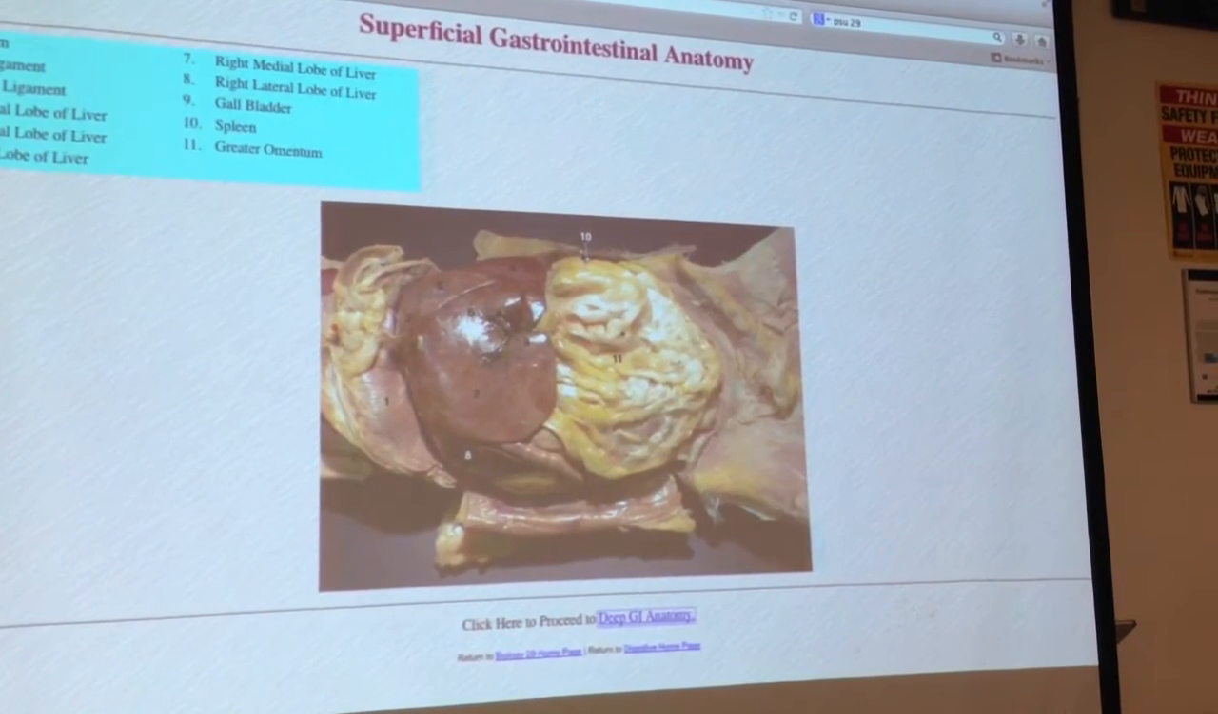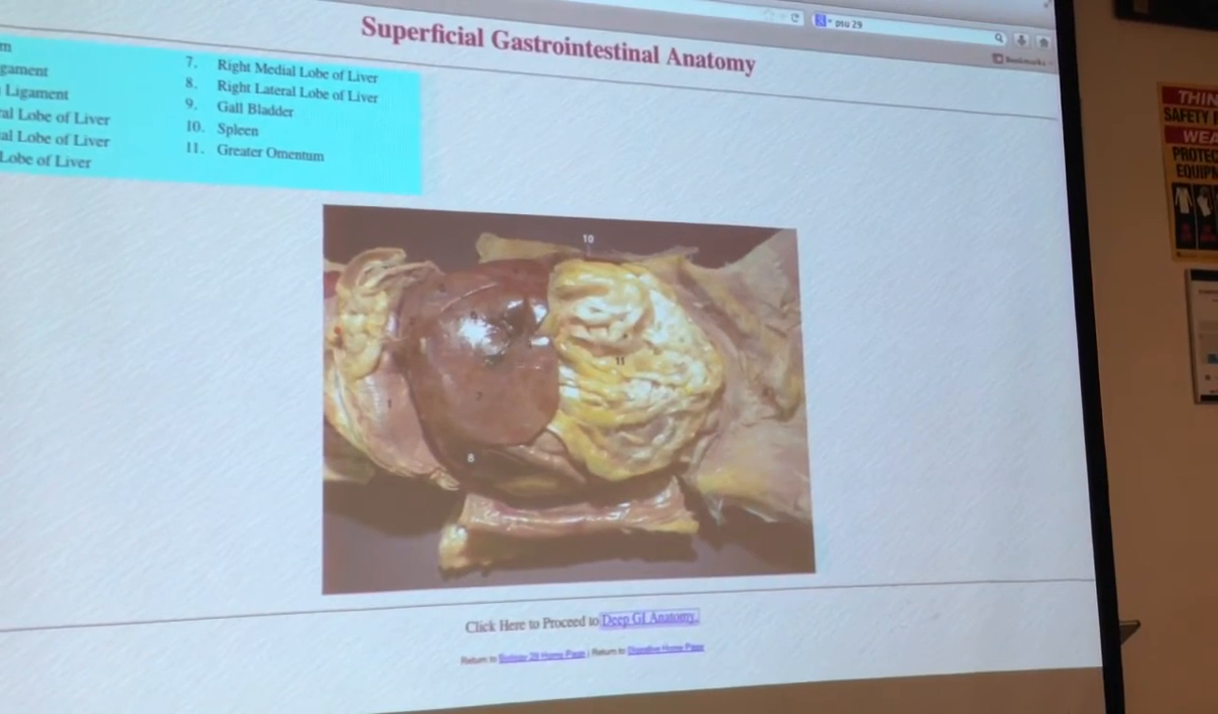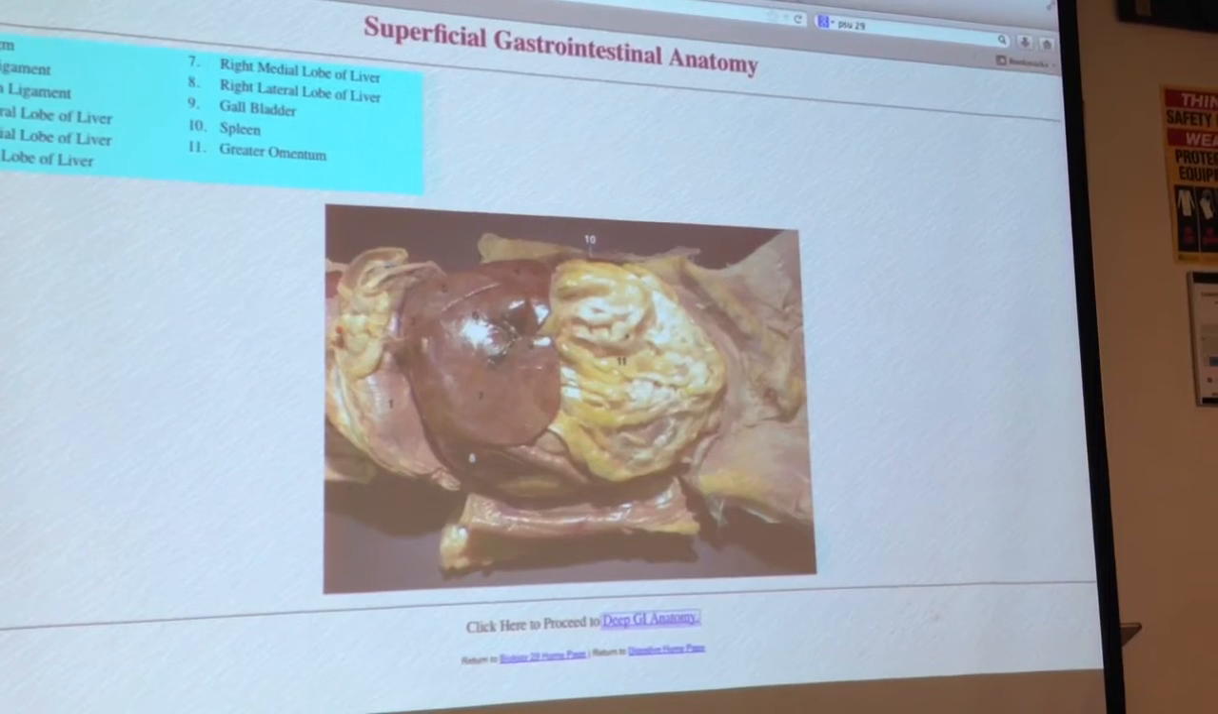The last thing that we can see in this view before we look to see what's underneath all the omentum is tucked right in here with the liver. What would that be?